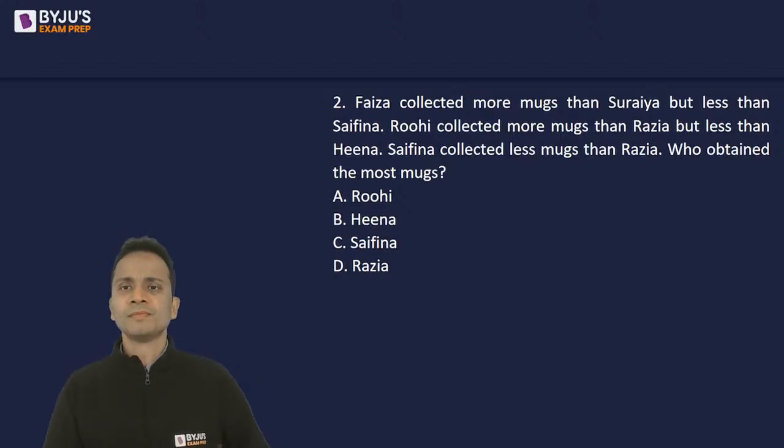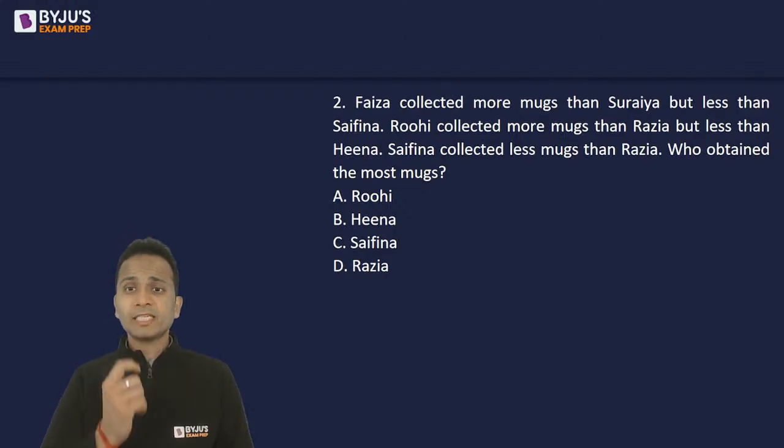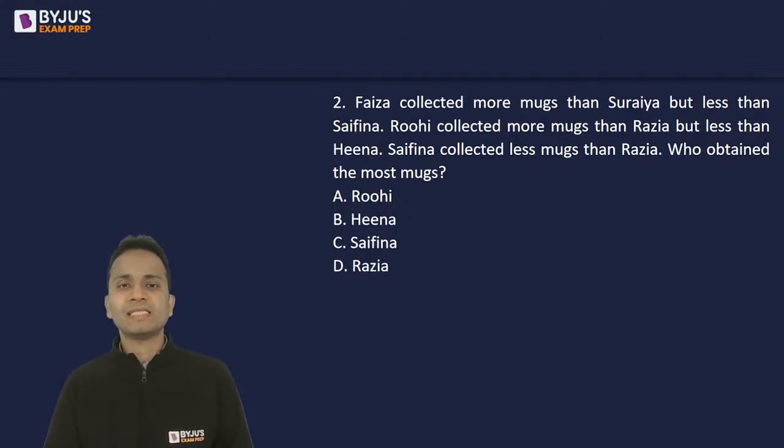Second question. Now, Feza collected more mugs than Suraya, but less than Safina. Ruhi collected more mugs than Razia, but less than Hina. Safina collected fewer mugs than Razia, who obtained the most mugs.